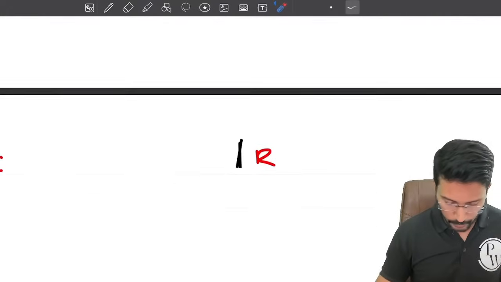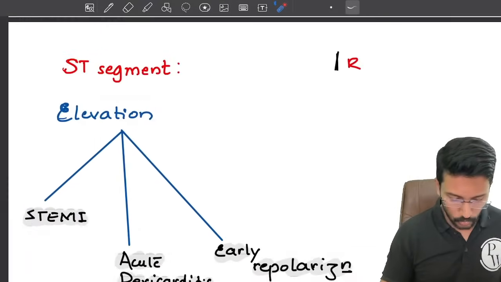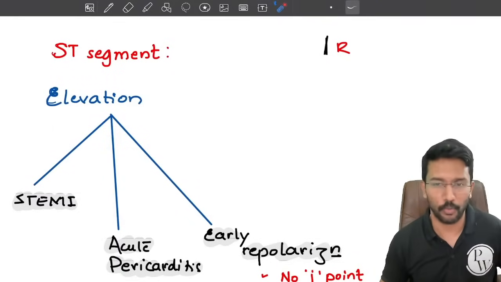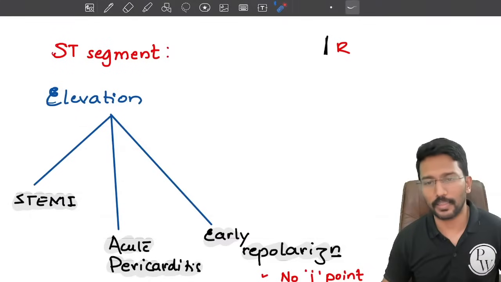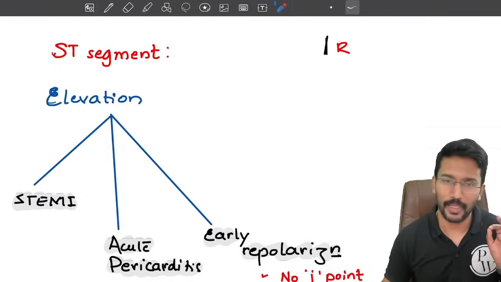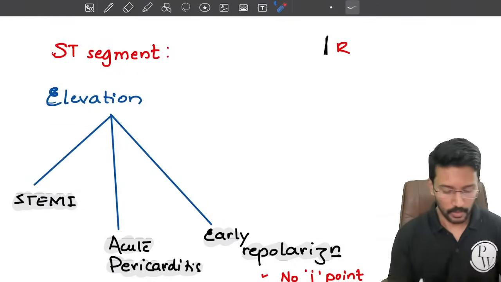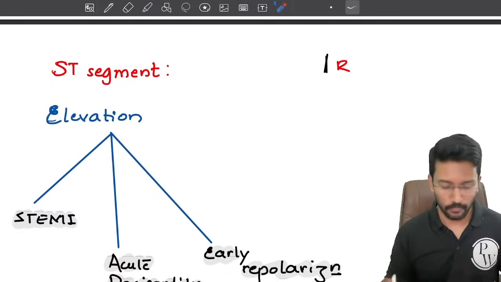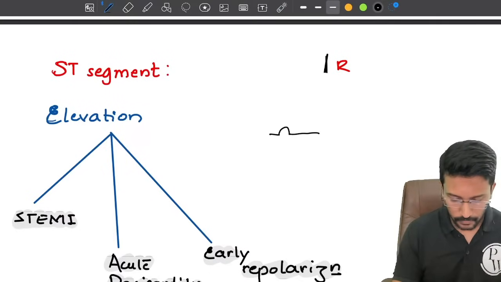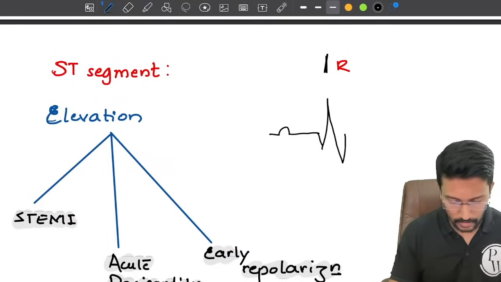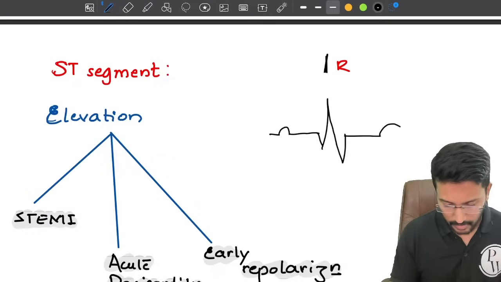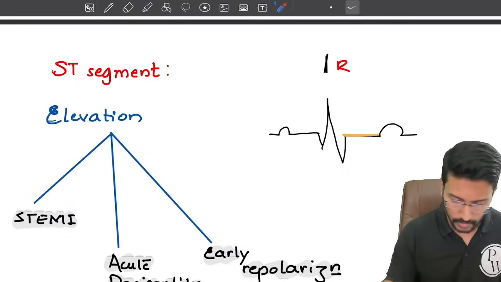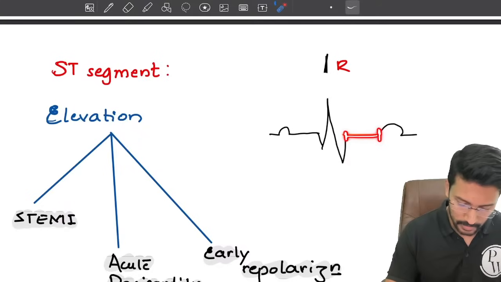Now, apart from the PR segment, the next thing we need to look at is the ST segment, right? In the ECG, the ST segment is probably the most important segment, because the most important diagnosis that none of us want to miss is a case of MI, right? Especially STEMI. The ST segment is the segment between your QRS complex and T wave. Segments do not include a wave, right? So if I have the PR segment, QRS duration, then the ST segment, and then the T wave. From the end of the QRS complex to the beginning of the T wave, this is the ST segment.